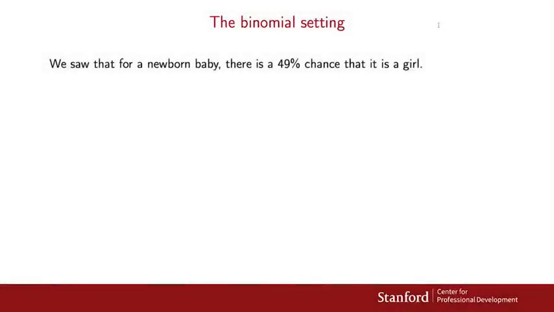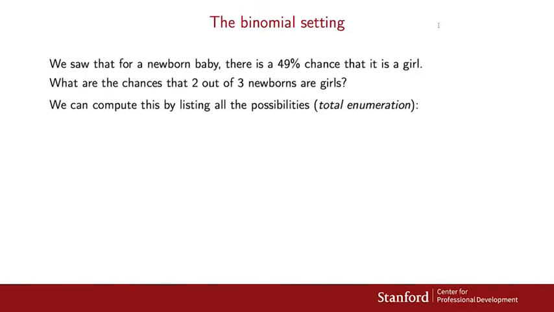So we saw earlier that for a newborn baby, there's about a 49% chance that it is a girl. Now, what are the chances that if we look at 3 newborns, we have 2 girls? So if we think back about the section on probability, we can compute this by simply listing all the possibilities. Remember, we called this total enumeration.